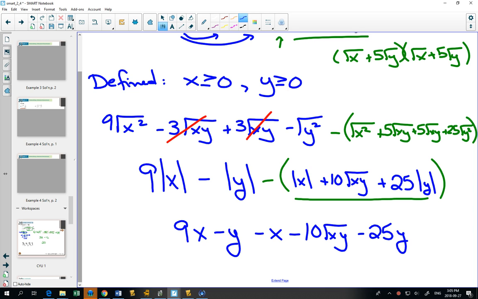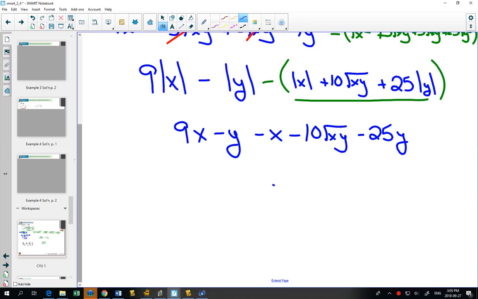Do we have any like terms? Yes, we do. 9x minus x, 8x, minus 10 root xy, and minus y minus 25y, minus 26y.